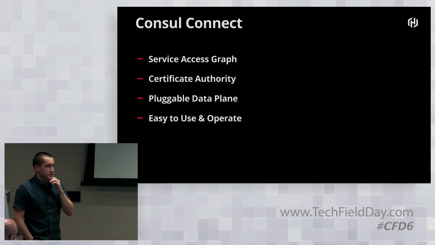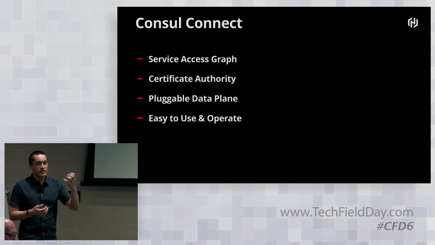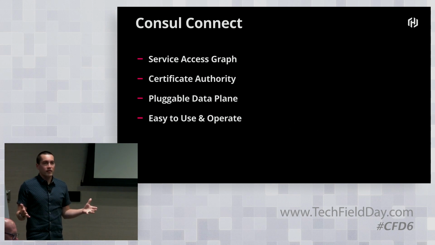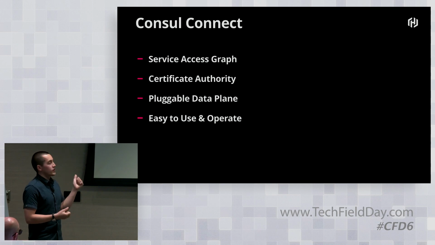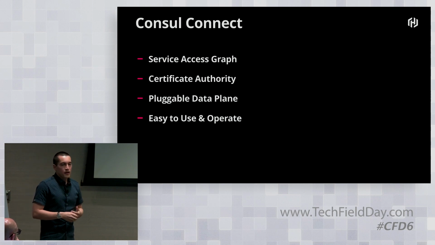So the components that make Consul Connect work are really these three things, the top three things, and then it's easy to use. The first is a service access graph. We already have the service catalog of everything in your data center. They don't need to participate in Connect, but we have the full catalog. And so you're able to use that catalog to start forming access graphs and use those as rules of who can and cannot communicate.